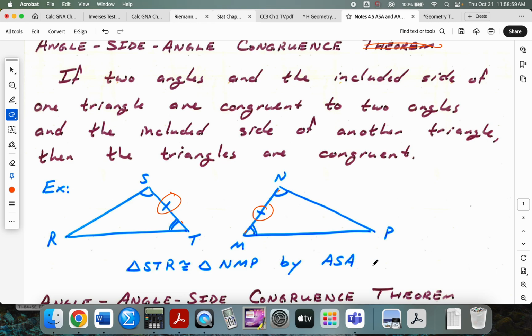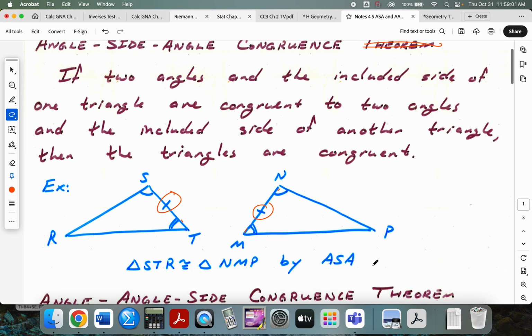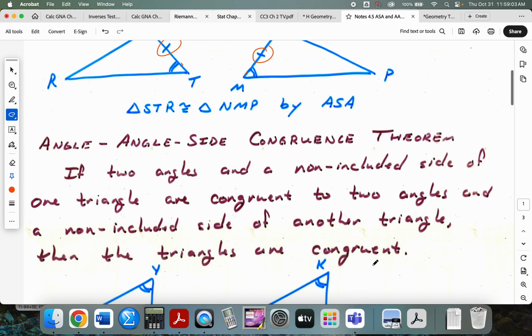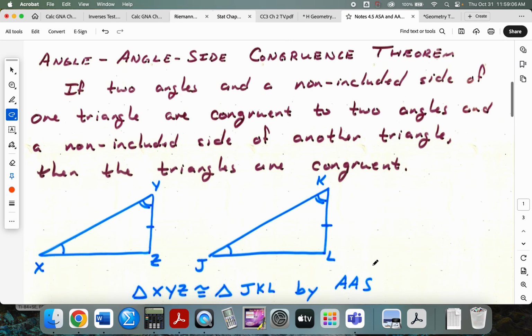We also have angle angle side. Now this one is a theorem because we can prove it based on angle side angle. I'll explain in just a moment. But on these, we have two angles and the non-included side, one of the non-included sides, it doesn't matter which one, of one triangle congruent to the corresponding parts of another triangle, then the triangles are congruent. Notice here, is this side in between the two angles? No, and that's why we call it angle angle side.